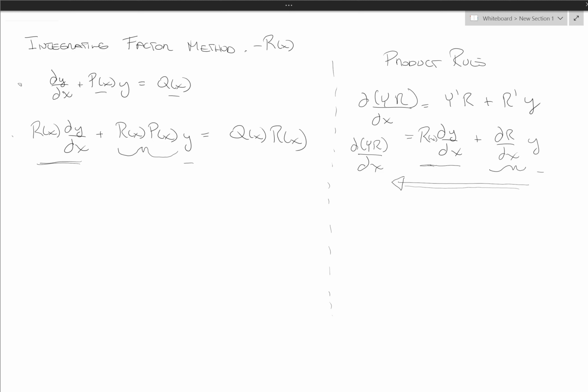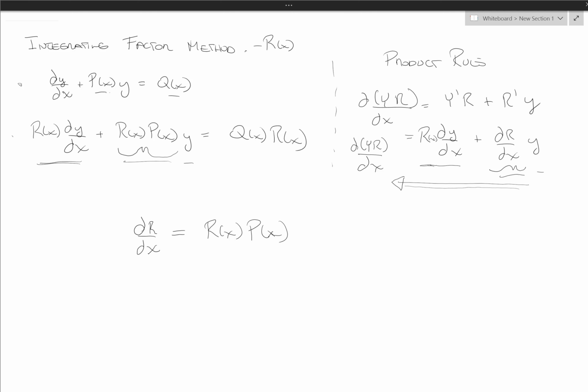Okay, so really what we're going to do in order to make them the same, let me erase this. What I want to force is dr/dx to be equal to r(x) p(x), or the other way around. Force r(x) p(x) to be the same as dr/dx so that I can sub dr/dx in place of r(x) p(x). Okay, so p(x) is already determined. It comes from the equation. So only r(x) can be changed.